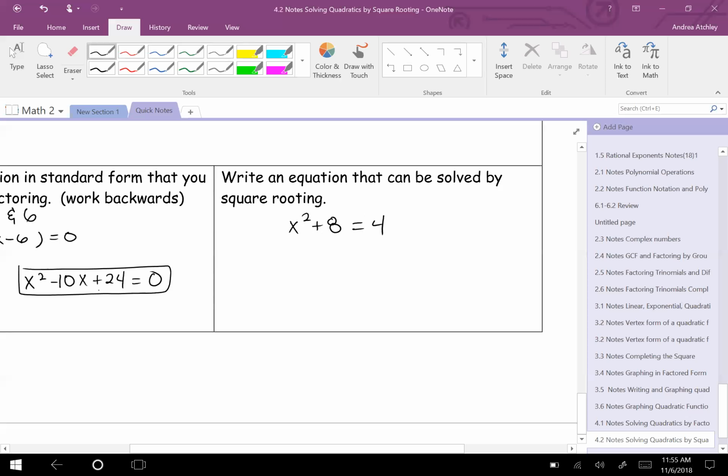Does that make sense? Okay, I can also have something like this, x plus 8, the whole thing squared could equal 4. Okay, but I still have something squared and no x just by itself. Does that make sense? So know what they each are going to look like so you know how to approach the problem.